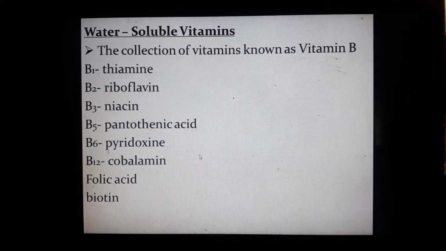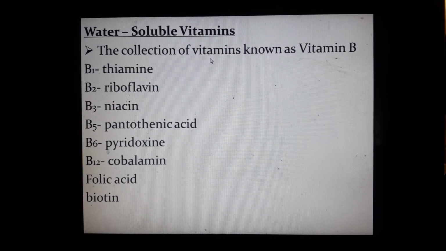Okay? So water-soluble vitamins, the collection of vitamins known as vitamin B. So we have B1, thiamine, riboflavin, B3 is niacin, pantothenic, B5, pyridoxine, B6, cobalamin, folic acid, and biotin. So these are water-soluble vitamins, meaning they are soluble in water.